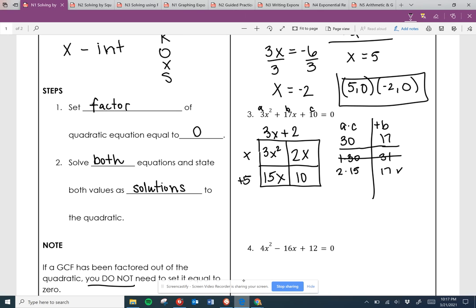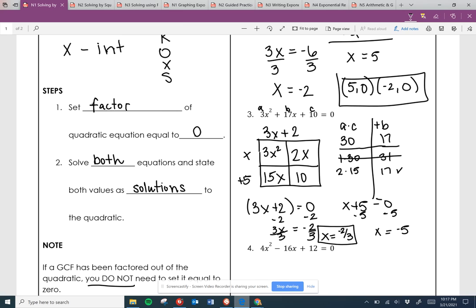So my two factors are 3x plus 2, and I'm going to go ahead and set that equal to 0, and then x plus 5, which I can also set equal to 0. I'm going to subtract 2 from both sides, end up with 3x equals negative 2. Divide both sides by 3, and we get that x equals negative 2/3. Okay, here we're going to subtract 5 from both sides, and we see that x equals negative 5. So my two solutions are negative 2/3 and negative 5.